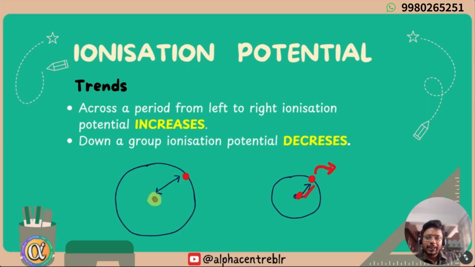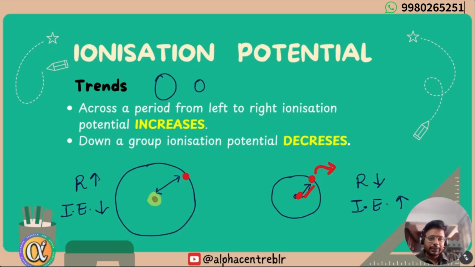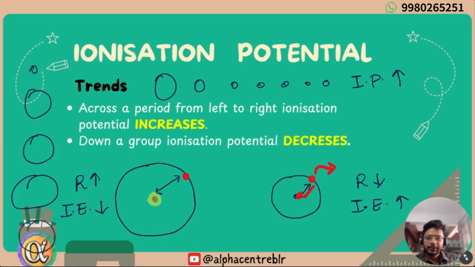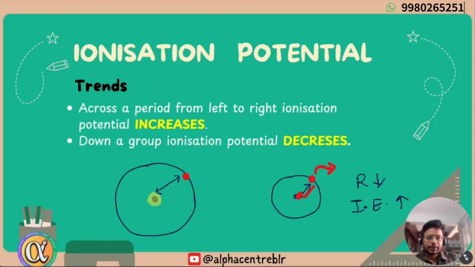Correct? So if the radius is more, ionization enthalpy would be less, and if the radius is less, ionization enthalpy is greater. As simple as that. So the trend in ionization potential is the reverse of the trend in radius. Therefore, across a period from left to right, we know that atomic size decreases, which means ionization potential would increase. Down the group, atomic size increases, so ionization potential would decrease. Ionization potential and ionization enthalpy are the same, so please don't get confused by this term. So the trend is clear.